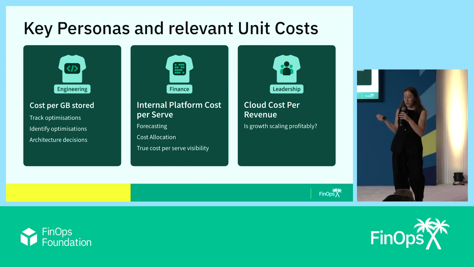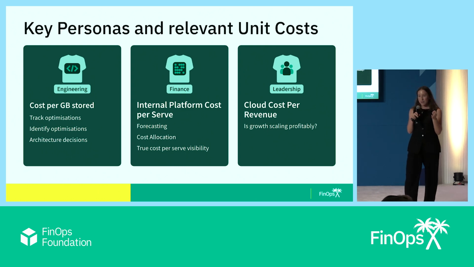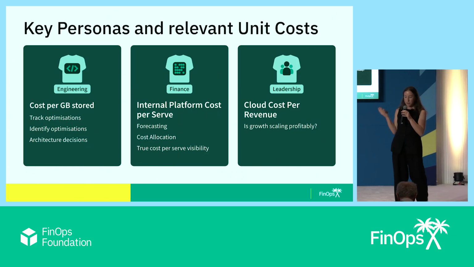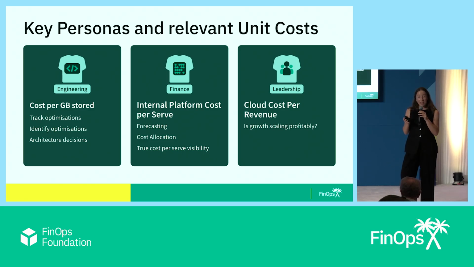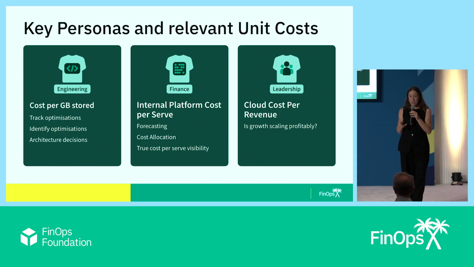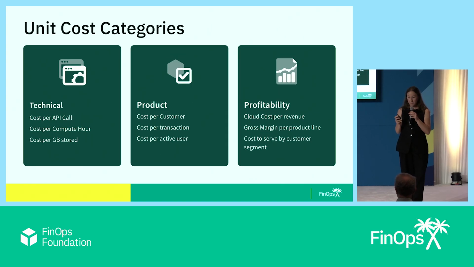And we can also have a look at leadership. Cloud cost per revenue shows how efficiently the business converts infrastructure spend into revenue, so that leadership can assess whether growth is scaling profitably. So across all these three different personas, the common thread is this: unit costs translate cloud spend into something more tangible that the group can understand, influence, and ultimately use to drive better decisions for them.